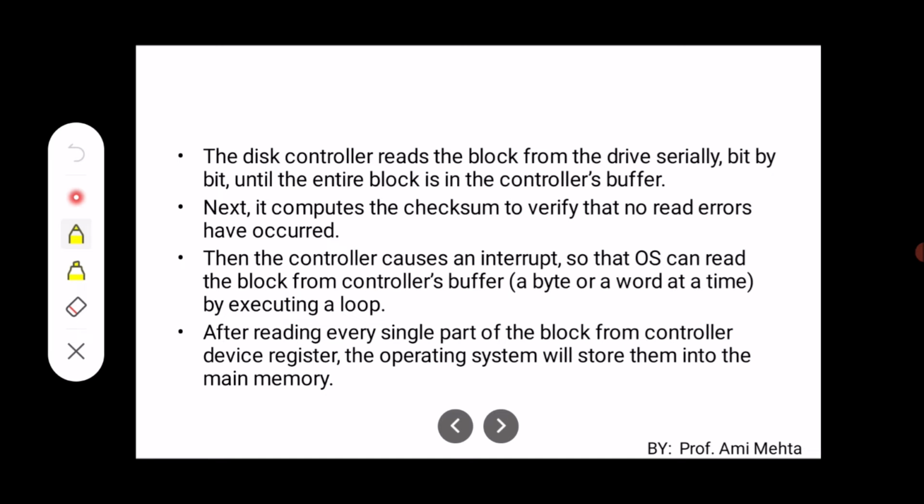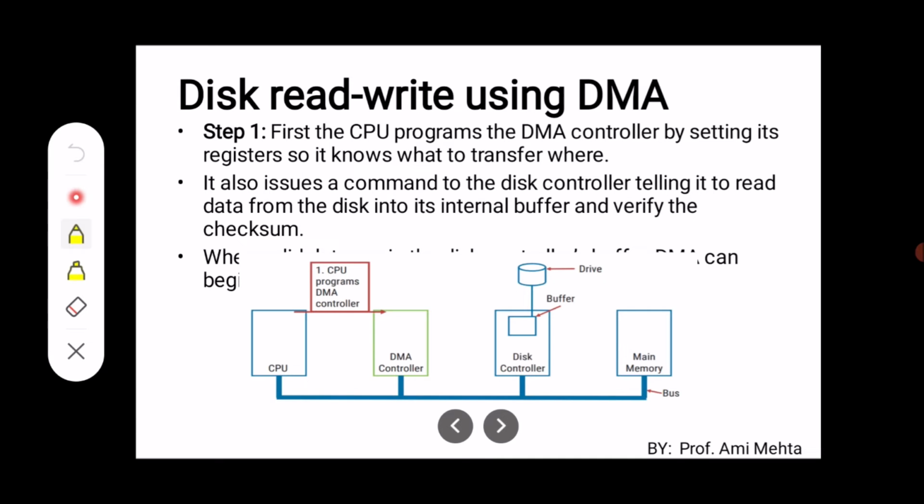So now what happens while we are using DMA? First, the CPU programs the DMA controller by setting its registers so it knows what to transfer where.